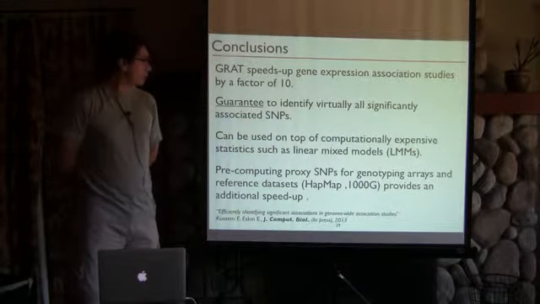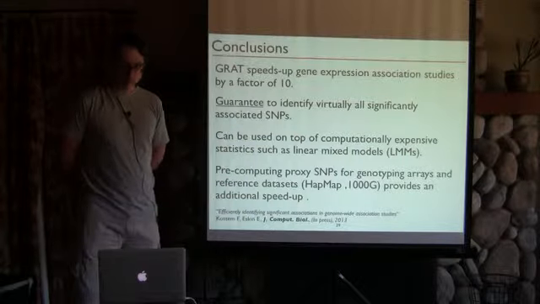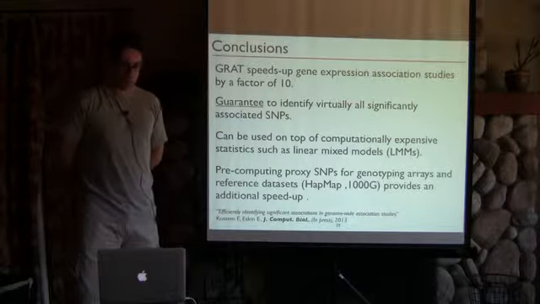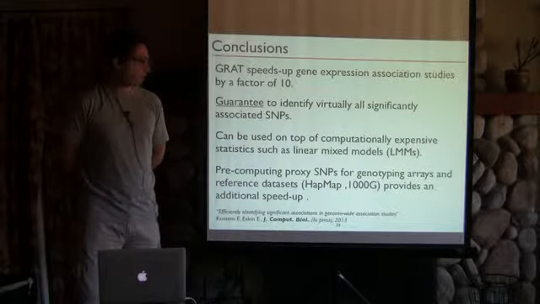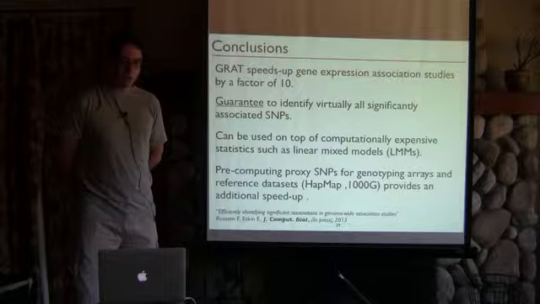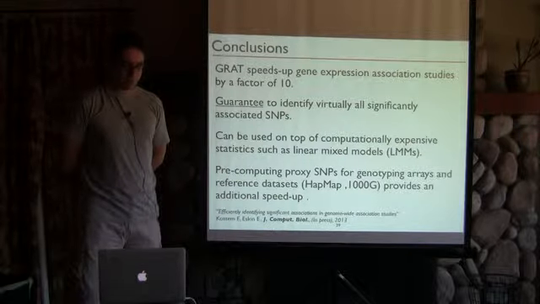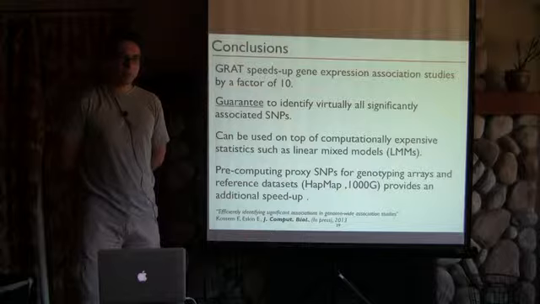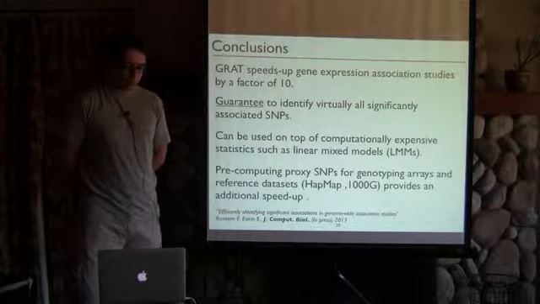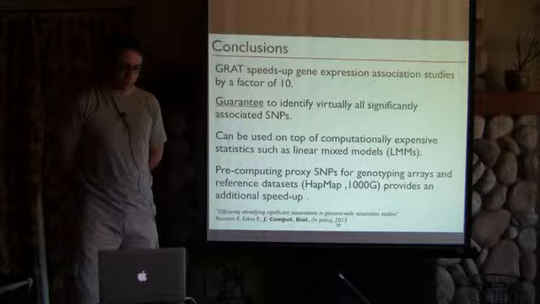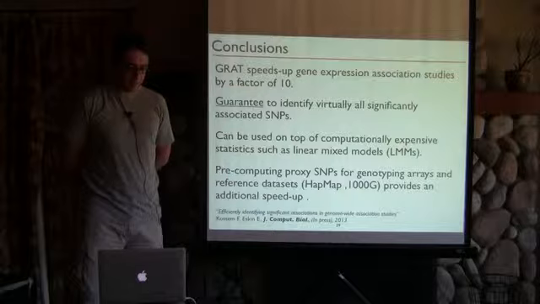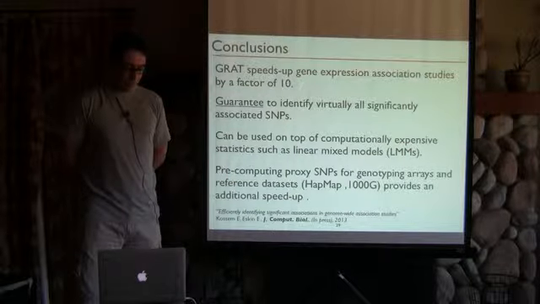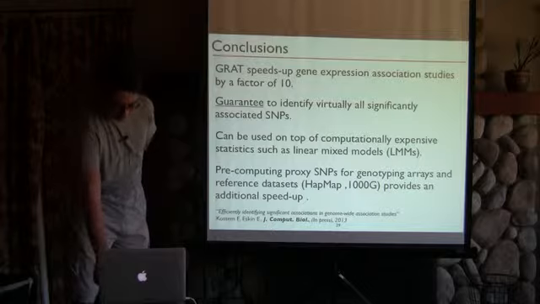So in conclusion, we introduced a method to speed up gene expression association studies by a factor of 10, and the key part of this project is that it provides a guarantee to identify all of the significant SNPs with high probability. I also showed that it can be used on top of computationally expensive statistics such as linear and mixed models, and an additional speed up can be gained by pre-computing proxy SNPs for certain genotyping arrays or reference data. This means if you use these genotyping arrays, you can perform these association studies using the pre-computed proxy SNPs and solving the convex optimization problem to choose the threshold values for your particular data. And for the reference data, if you impute to these reference data, the approach can be used effectively.